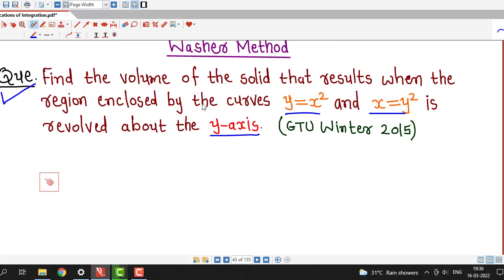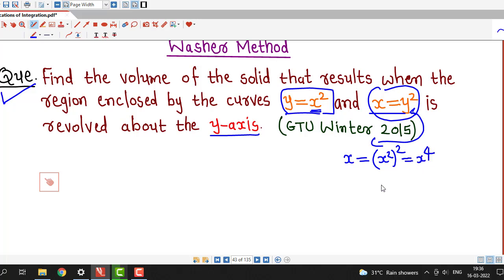First we sketch the region bounded by these two curves, and for that we can find the intersecting points of these two curves. So we put y equal to x square in this equation, then we have x equal to x square squared, that is x raised to 4. Therefore we obtain x raised to 4 minus x equal to 0.